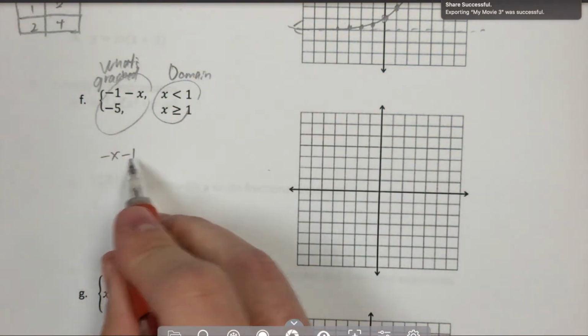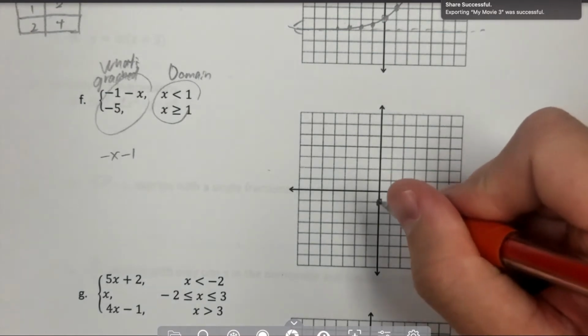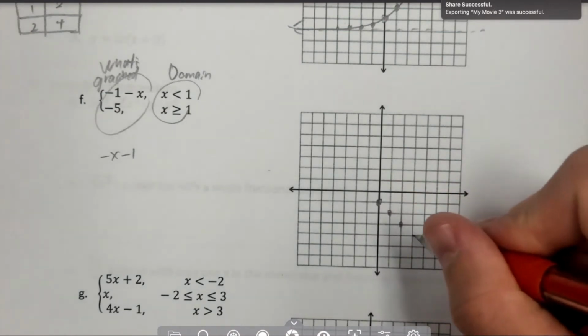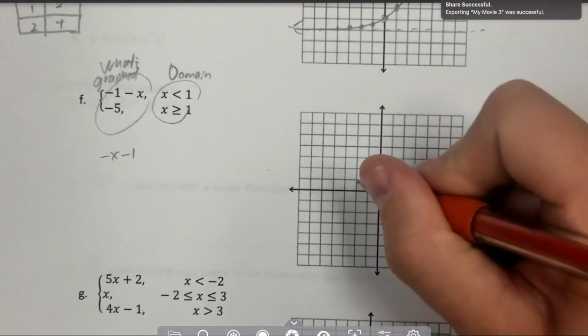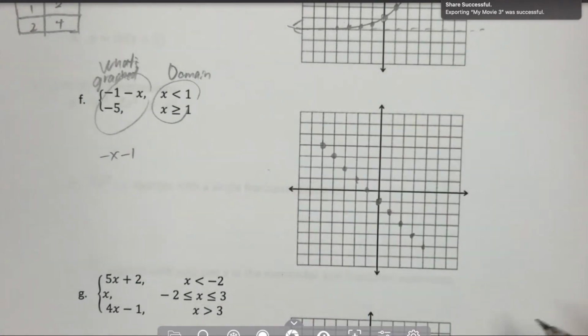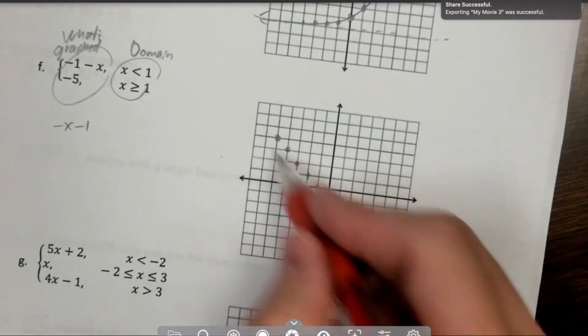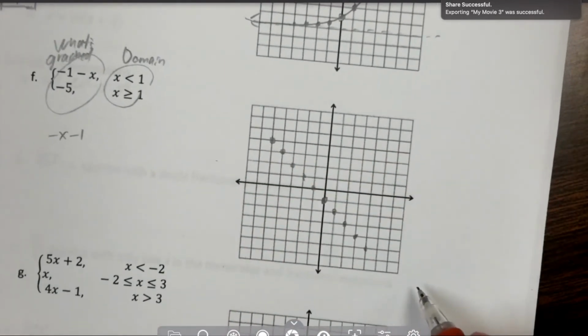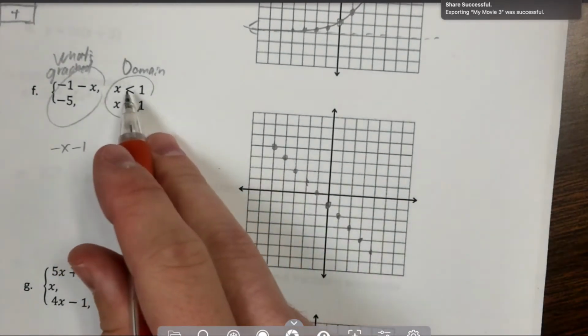That's just an mx plus b line. So I got a y-intercept at negative 1. My slope is down 1, right 1, negative 1. Make sure that slope looks negative when you think about what a negative slope should be. All right, so there's my line. But I'm not going to actually draw that in yet because I'm only supposed to be drawing this wherever x is less than 1.